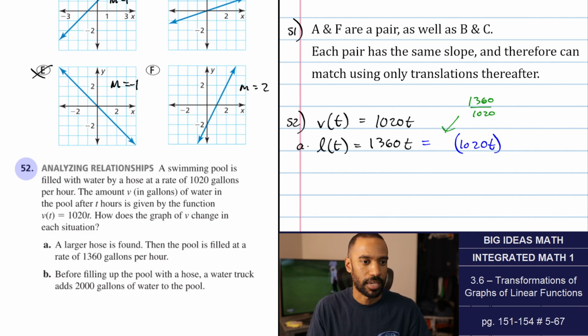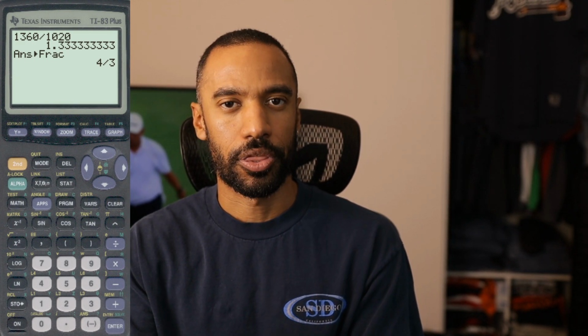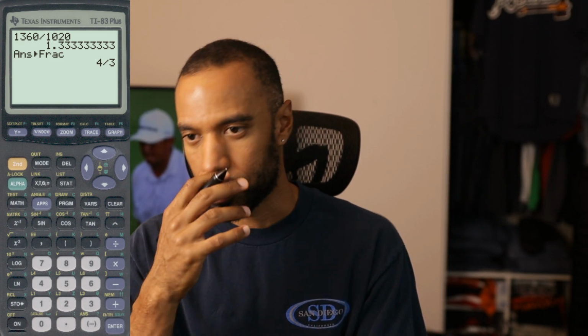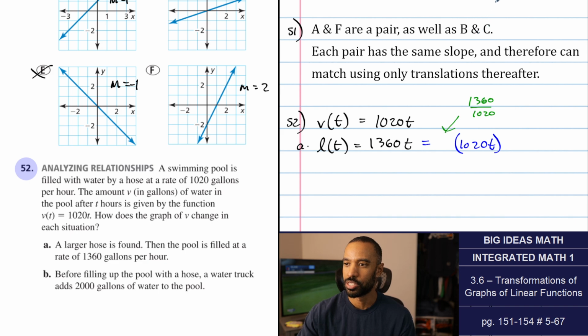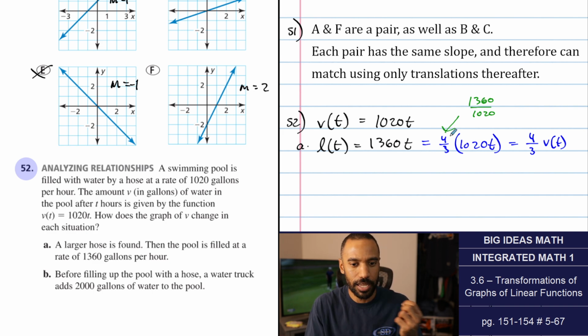So when I go to my calculator and I type 1,360 divided by 1,020, it gets a crazy number of 1.3 repeating. Now 1.3 repeating as a fraction, for those who are aware, is 4/3. Whoops, not cubed, hold on. Is 4/3. So 4/3 is the vertical stretch of this thing. So instead of being 1,020 gallons per hour, it's now 1,360 gallons per hour. So this is a 4/3 that goes here. And that's the change on this thing, right? It's 4/3 times V of T. So we are vertically stretching this thing by a factor of 4/3, and that's the change.